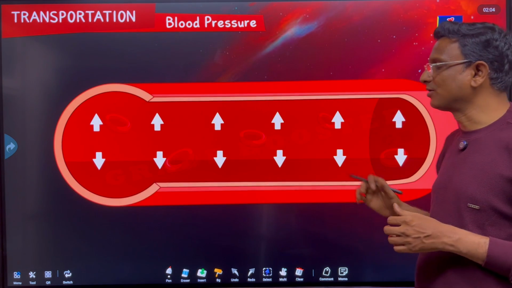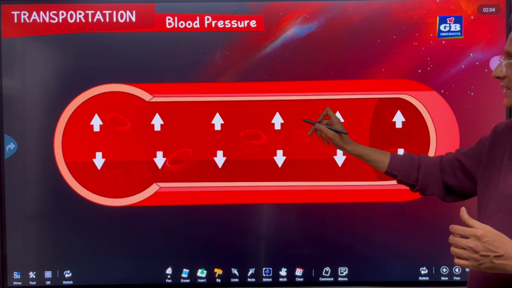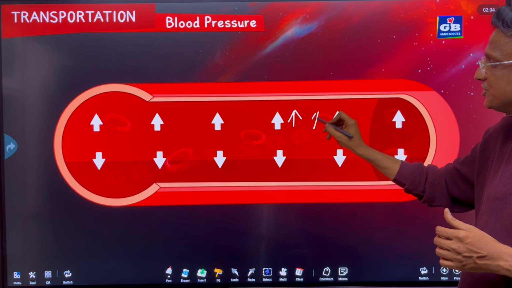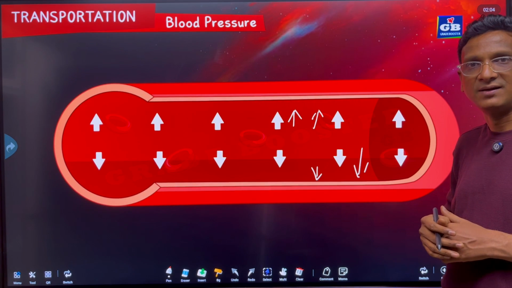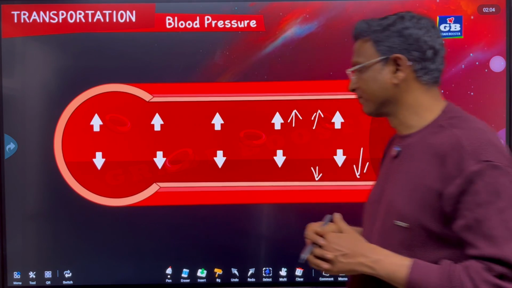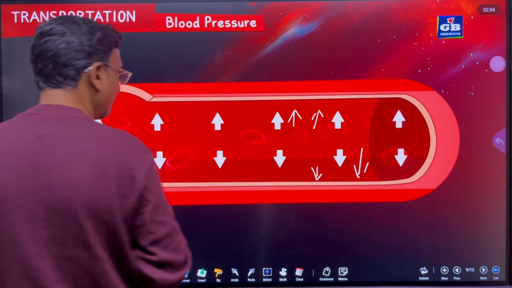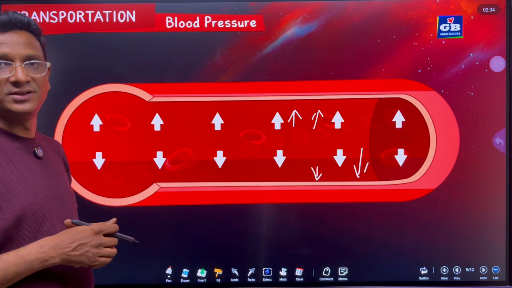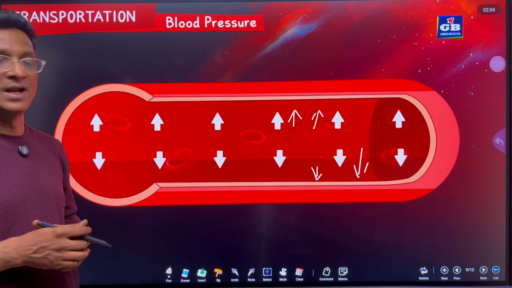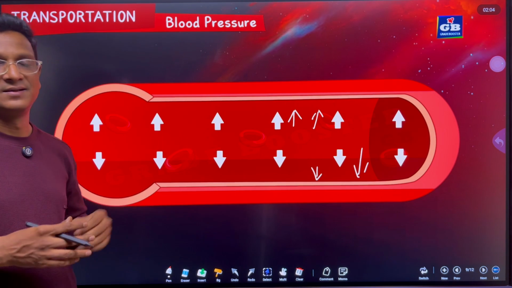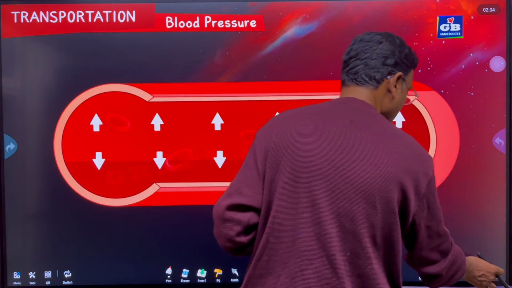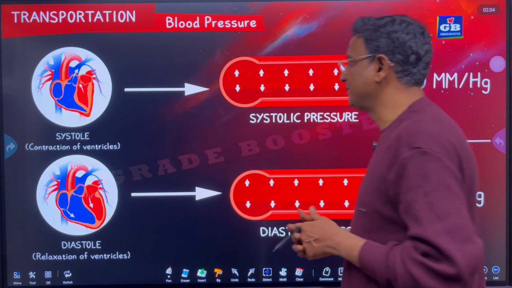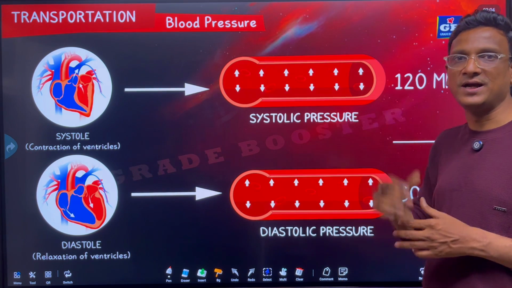Here is a cross section of a blood vessel. You can see how the pressure is exerted on the walls of the blood vessel, right? This is the pressure. But what is the normal healthy blood pressure? How do we measure blood pressure? And how much pressure is there in these blood vessels? Let us see the blood pressure in a blood vessel during systole and diastole.